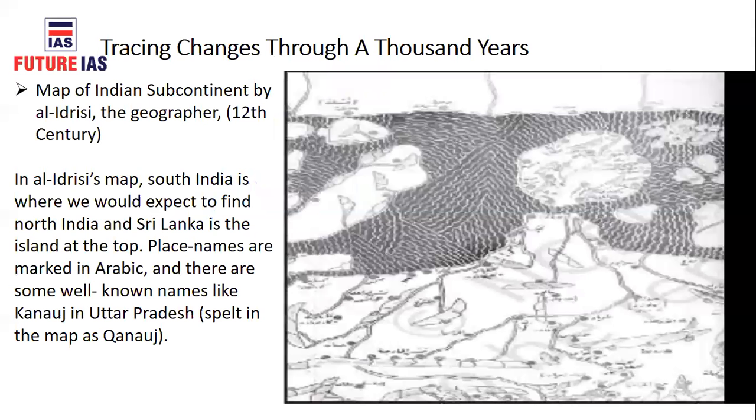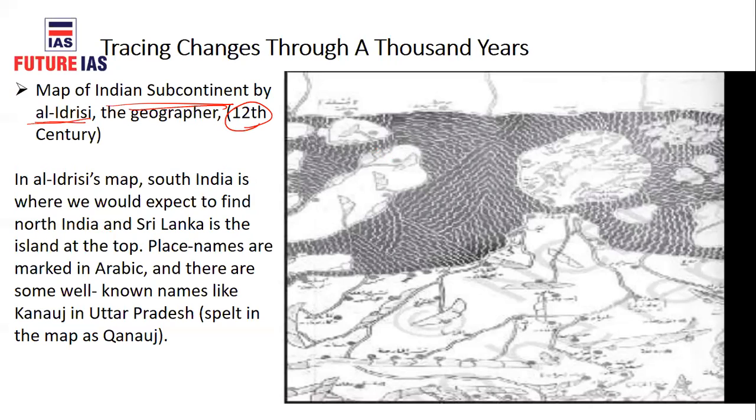First of all, in the beginning of the book you can find the maps which were given by many geographers. One such geographer was Al Idrisi. This geographer gave the map of the Indian subcontinent in the 12th century itself. If you look at this map, you can see South India where we would expect to find it, and North India, and Sri Lanka is an island at the top.